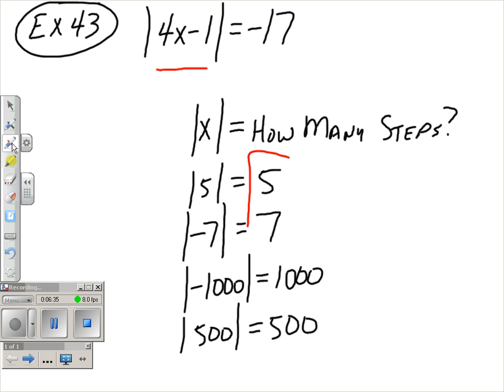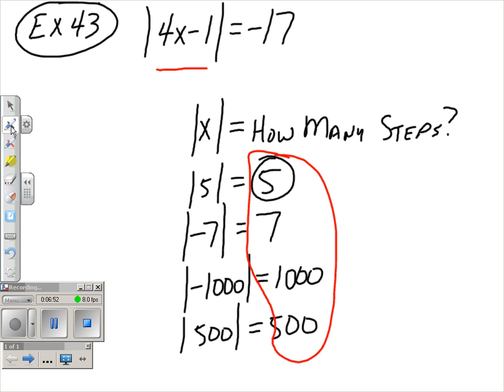Look at our answers and see what you notice. Our answers are all a measure of distance. And notice we don't have any negative answers because distance is always a positive number. It doesn't matter whether I took 5 steps to the left or 5 steps to the right. What I was measuring was distance. So it's going to be a positive 5 no matter which way you go, because you're counting how many steps you took to get to that number. So absolute value is always going to be a measure of distance, and it's always going to be a positive number.